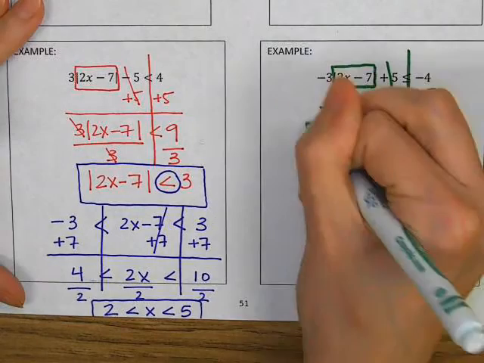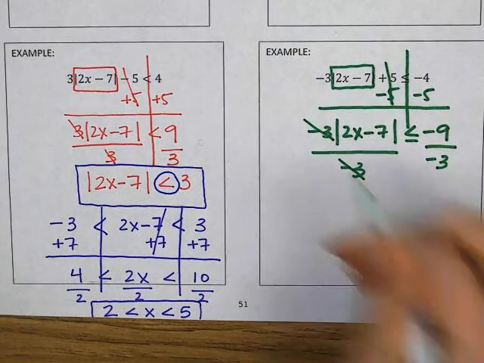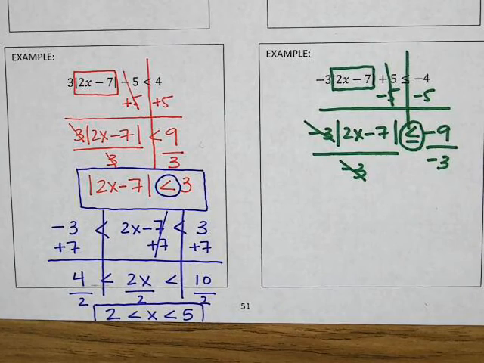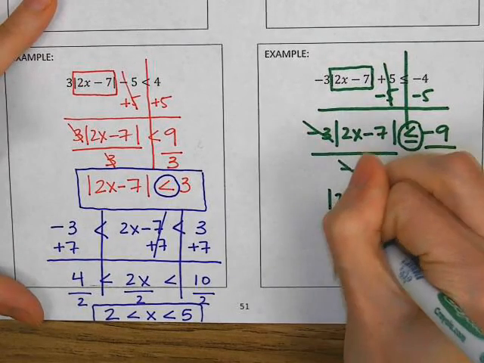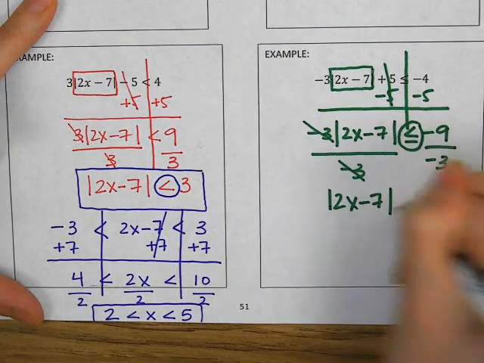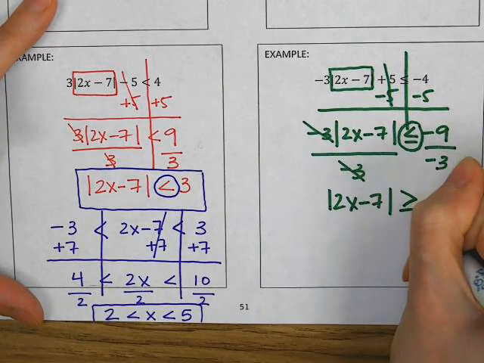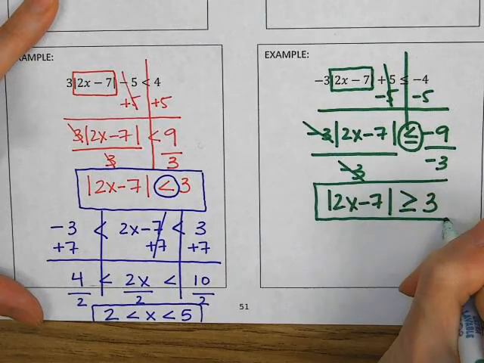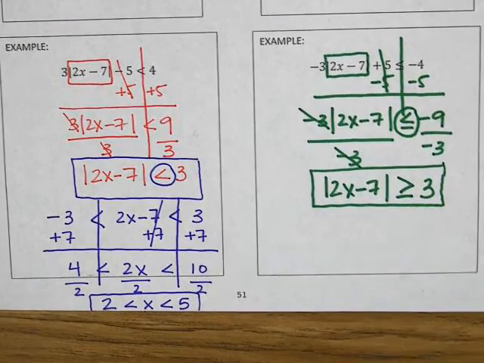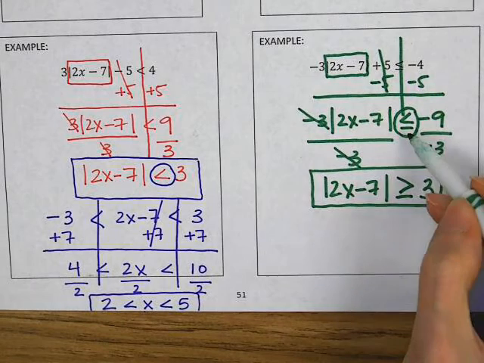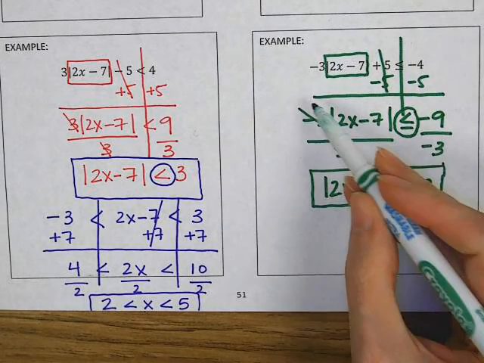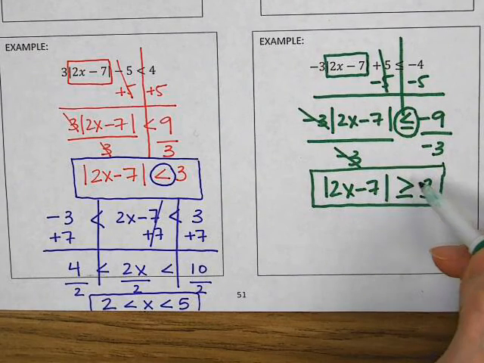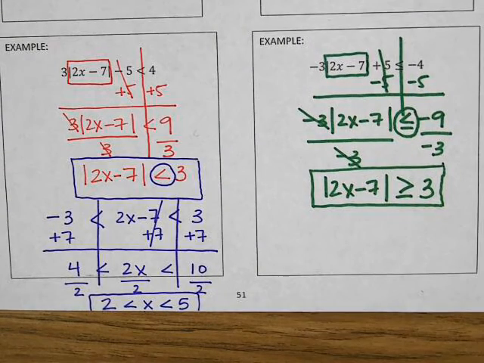Now, here's where people are going to screw this one up. When you divide by a negative, what do you have to do? Flip the symbol. So it's absolute value 2x minus 7 is greater than or equal to 3. And this is what we're going to base the rest of our problem on. So I tricked you guys. You thought it was going to be another less than sandwich, but when you divide it by a negative, we flipped it, and it is now a greater. So we're doing an or on this one.